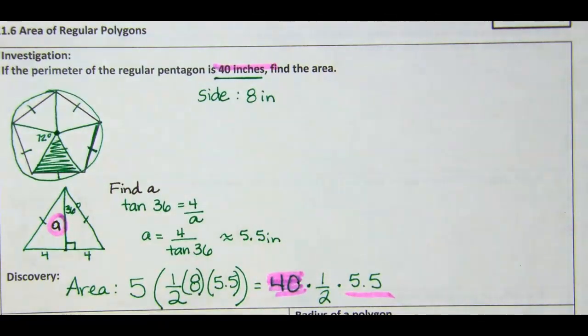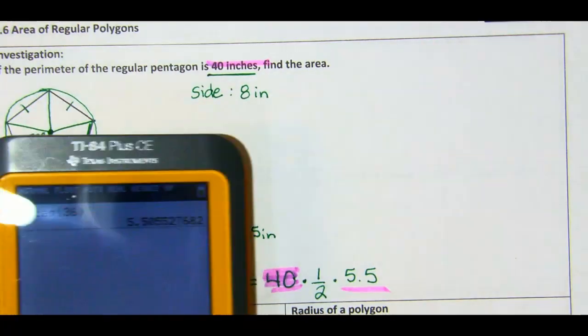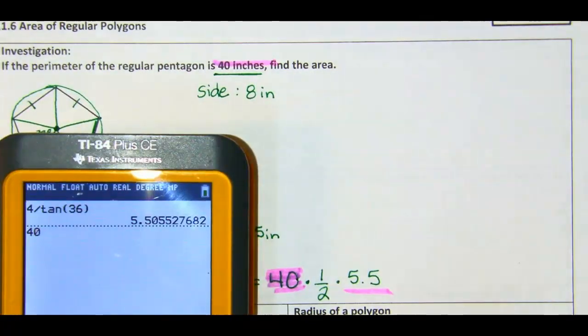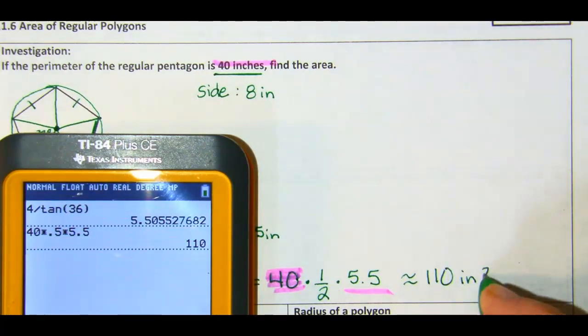And then we have the 1/2. 1/2 is part of the formula. So if I now do this formula right here, we're going to have 40 times 1/2 times 5.5. And that is going to give me approximately 110 square inches.